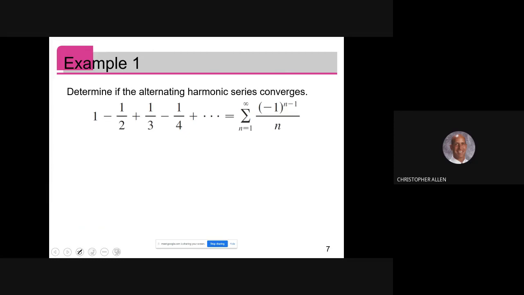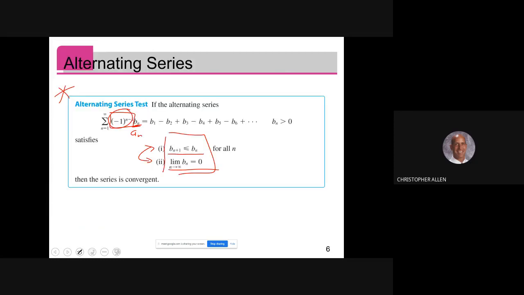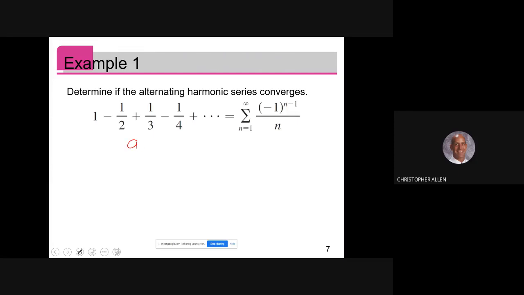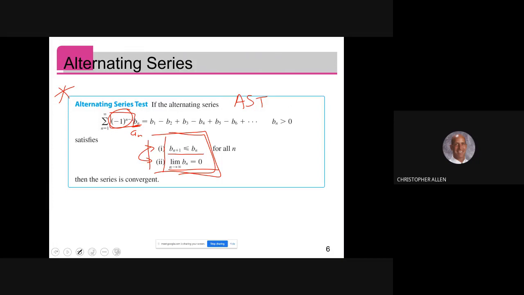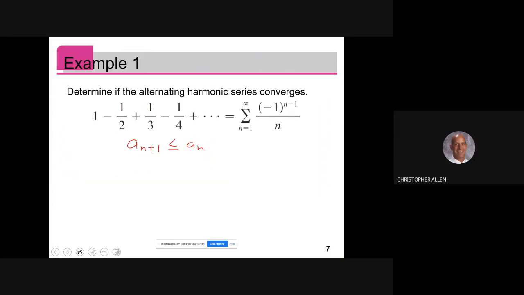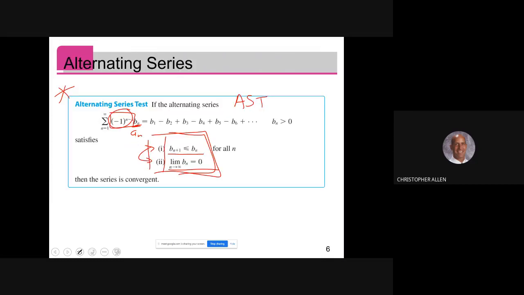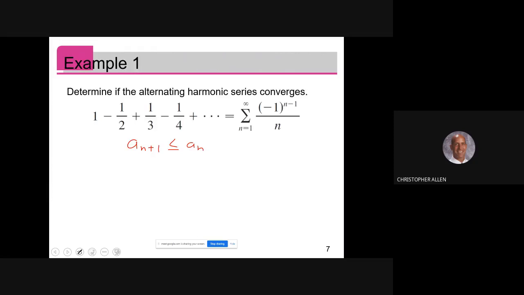So let's see. We're just going to go back here to this alternating series test, and you'll often see me abbreviate that as AST. Here's what we need to figure out basically. Is A sub n plus 1, and we need to be very careful, we want to show that the next term is less than or equal to the n term. And then 2, we want to see if the limit of A sub n as n goes to infinity equals 0.